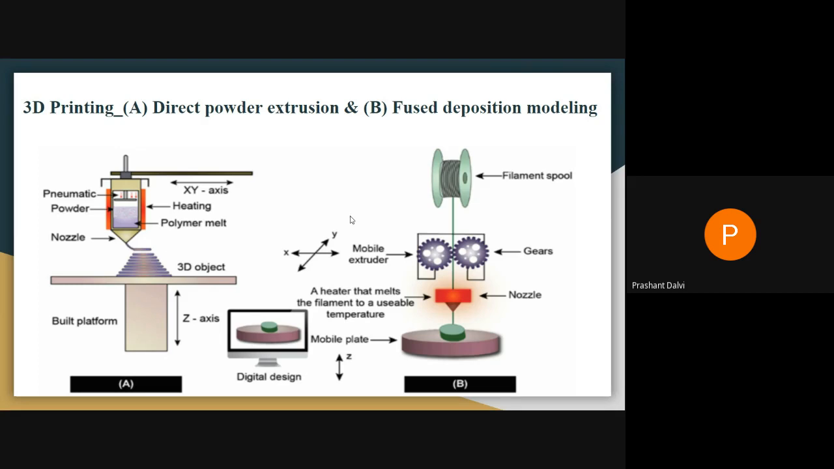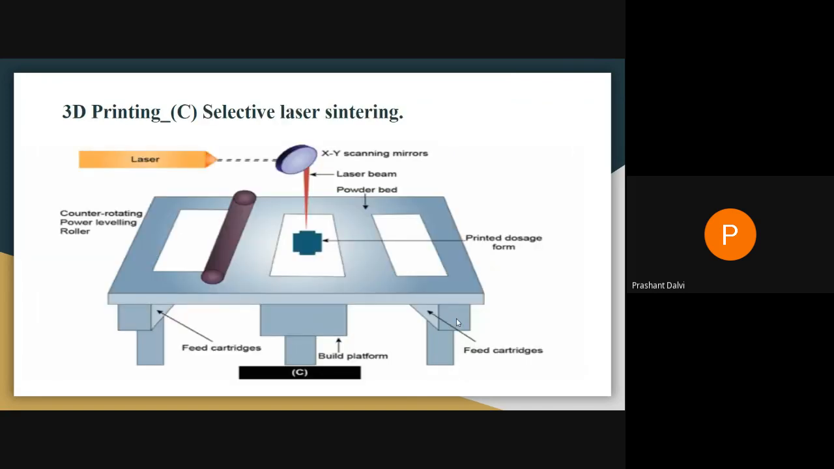Second one, if you see, is fused deposition modeling. This is also one of the techniques used for the preparation of amorphous solid dispersions. So in these filaments you can put that mixture and heat these filaments. What will happen? The molten mass will form and pass to these mobile extruders, and then it will be quenched on these mobile plates where our actual formulation, that is amorphous solid dispersion, will form. And the third 3D printing technique is selective laser sintering.